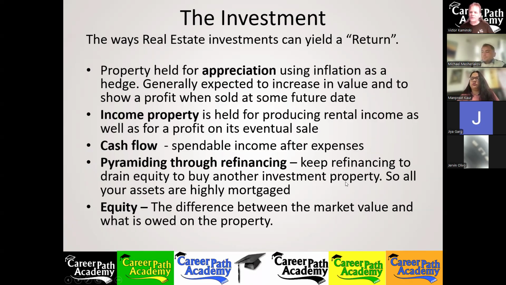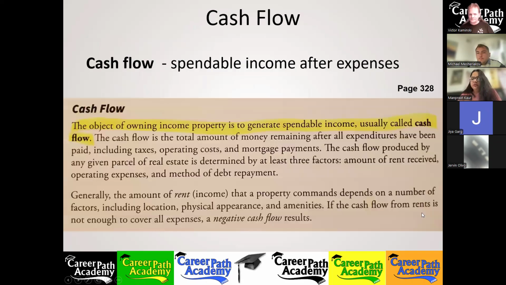You drain out that equity, you reinvest it as the down payment, buy another house. That's pyramiding through refinancing. And then equity is the difference between the market value and what you owe on the property. So let's highlight cash flow. The object of owning income property is to generate spendable income called cash flow. That's on the bottom of page 328.